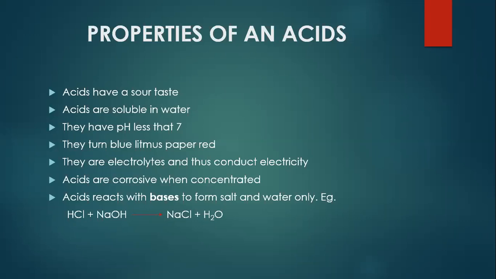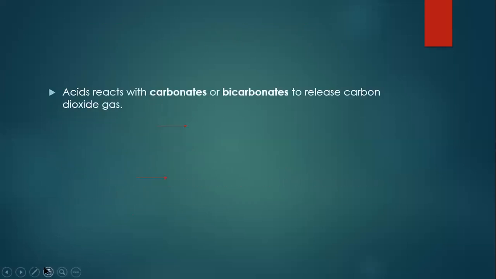The one that is found in the sea. So NaCl, that is common salt, sodium chloride, plus water. These are the products that you get from the reactants, that is the HCl and the NaOH. So this is an example of a reaction between an acid and a base. Okay, so let's look at the next reaction.